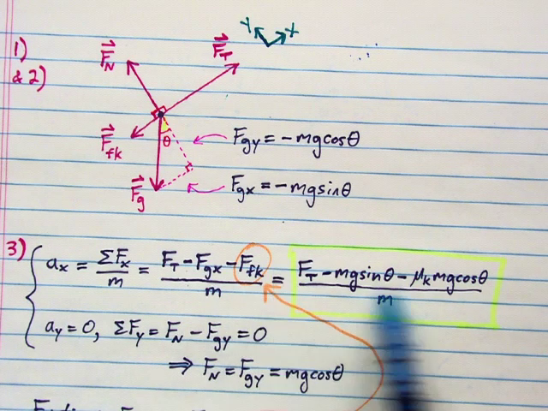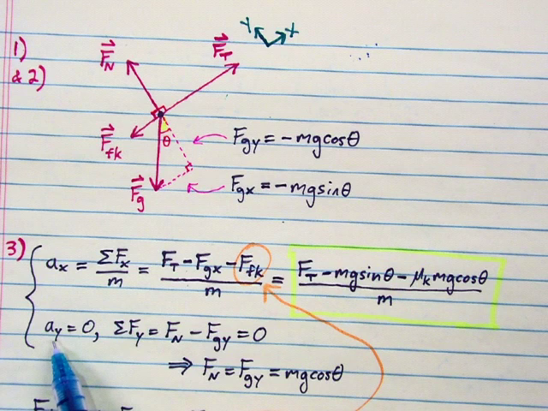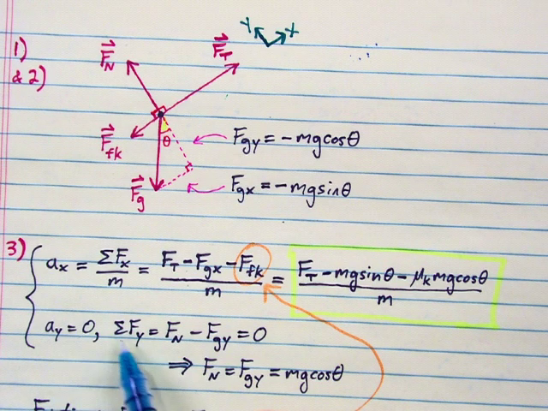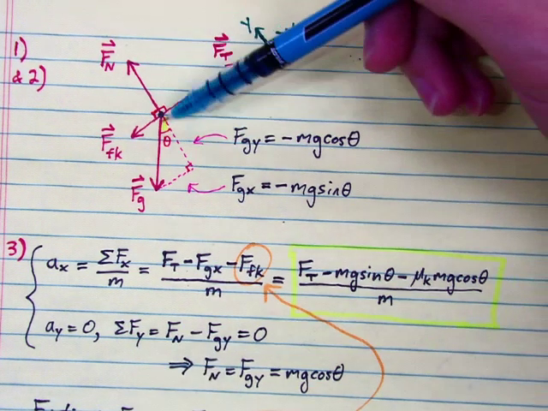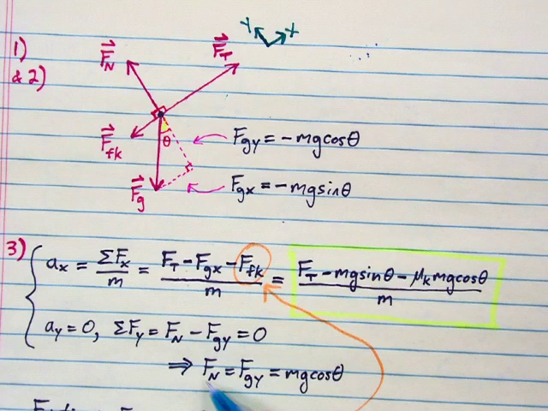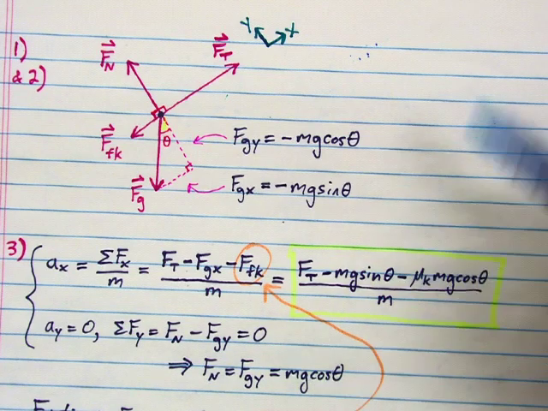I'm going to pause on that and skip over down to here. AY, of course, is 0, net force in the y direction. Normal force minus FGY is 0, so we have normal force is mg cosine theta as usual.